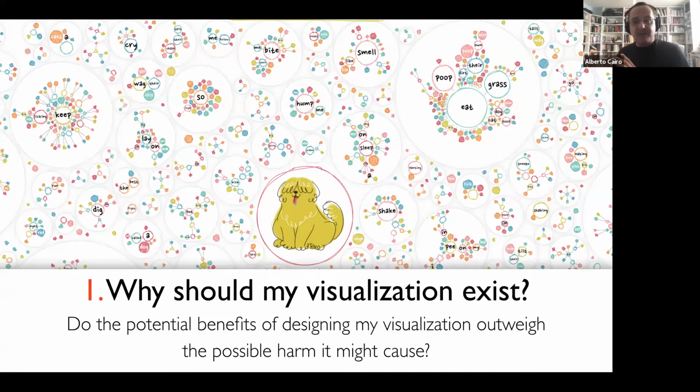But there are other types of visualizations that we could call why visualizations. Why should these exist, right? So let me show you just an example. It's probably going to be one of the examples that are going to open the new book.